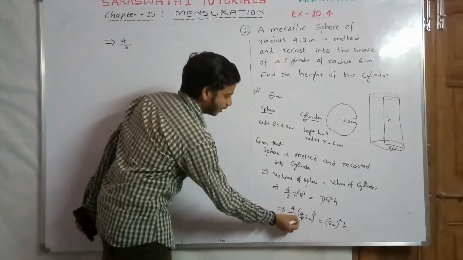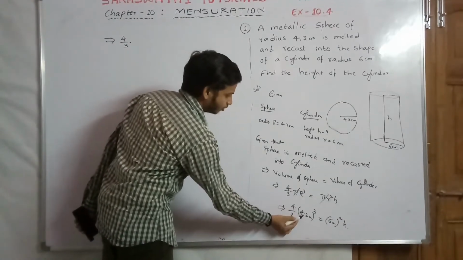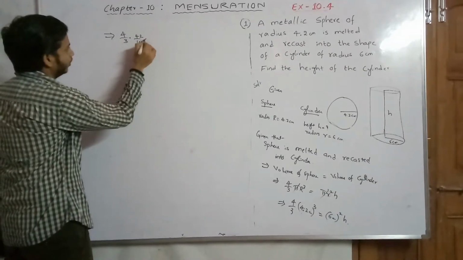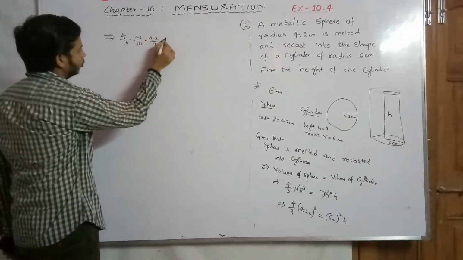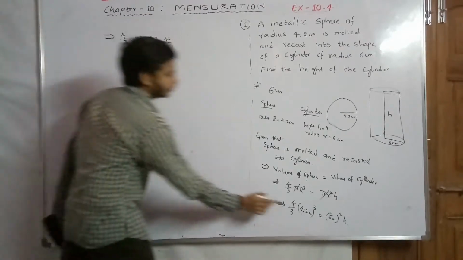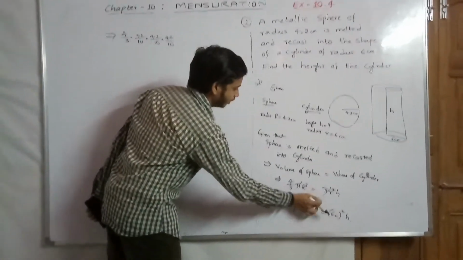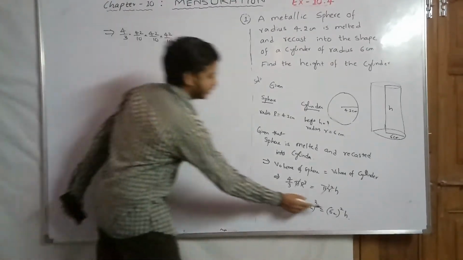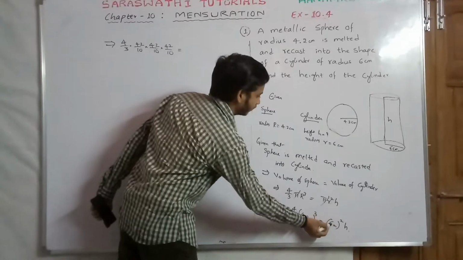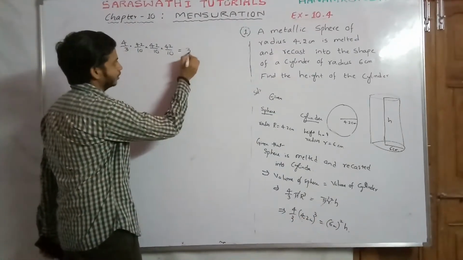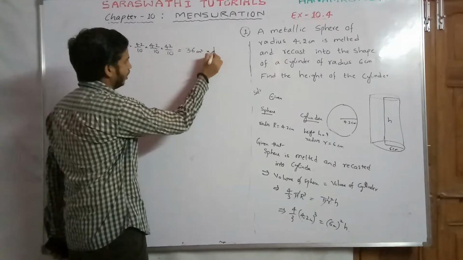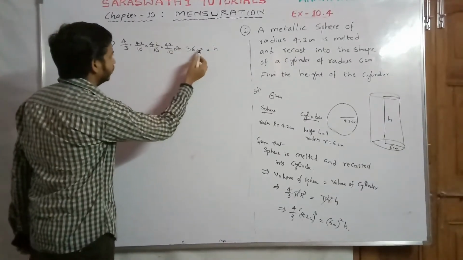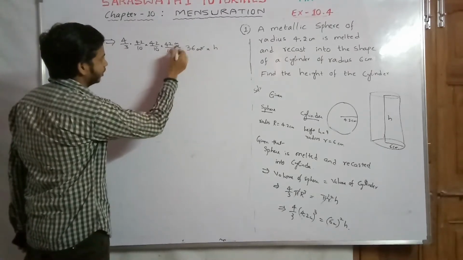So 4 by 3 into 4.2 whole cube. 4.2 can be written as 42 by 10, so 42 by 10 whole cube, that means 42 by 10 into 42 by 10 into 42 by 10, equals 6 centimeters whole square, 6 square is 36 centimeters square, into height. Centimeters cube on the left, centimeter square on the right, so 1 centimeter will remain.